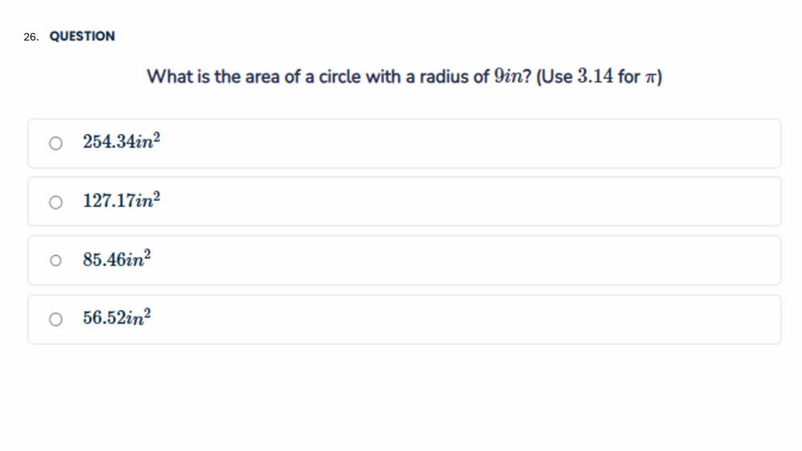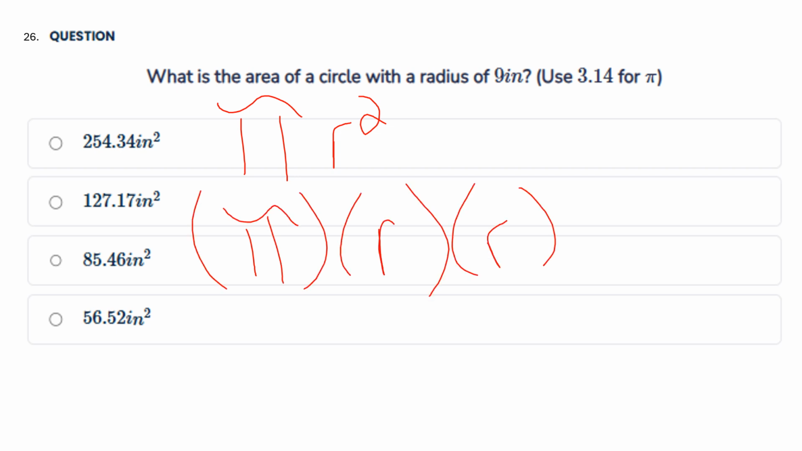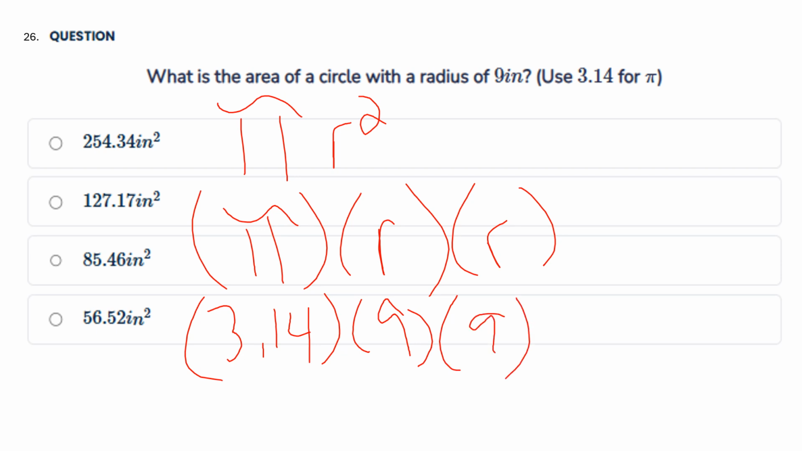What is the area of a circle with a radius of 9 inches? Use 3.14 for pi. So the formula that we need to use to figure out the area of a circle is pi times radius squared, or pi times radius times radius. So we're going to plug our numbers in. So we have 3.14, and we know that the radius is 9. And that's 81. So this becomes 81. So now what we have to do is multiply 3.14 times 81.